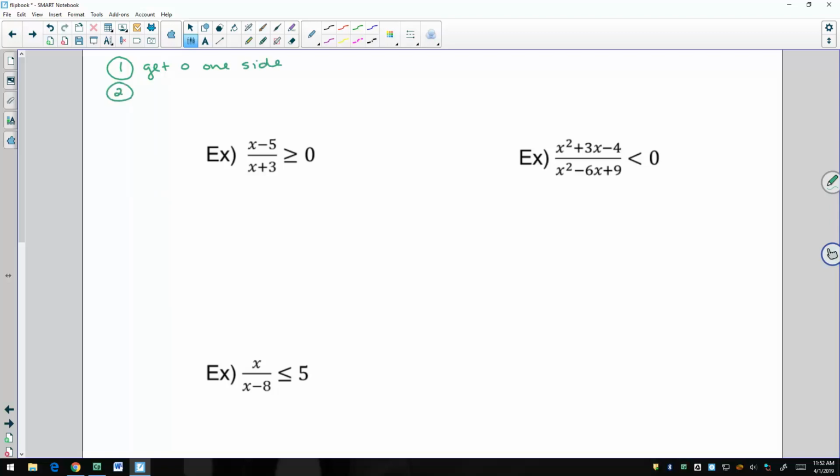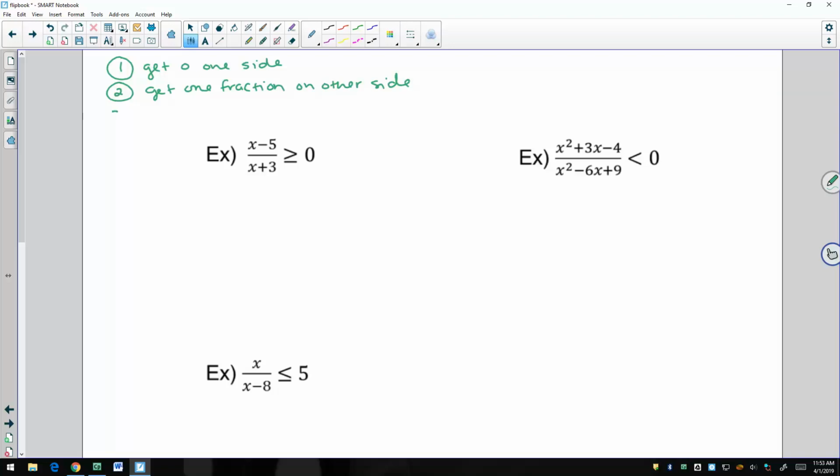Step 2, if necessary, make sure you only have one fraction. So get 0 on one side, get one fraction on the other, which means you might have to get common denominators to add them together or subtract. Get one fraction on the other side.